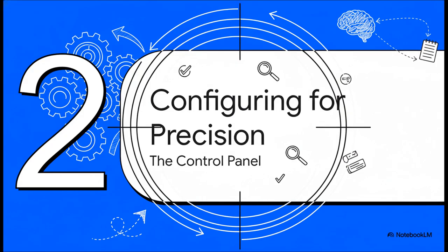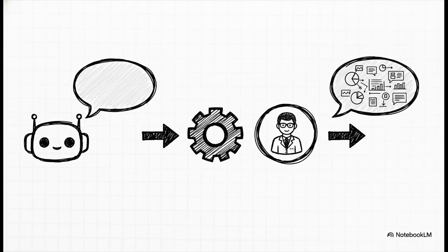All right, so your sources are validated. They're solid. Now we get to step 2, configuring this thing for precision. Think of this as the control panel. And honestly, it's a part of the tool that almost everyone just breezes right past. So up in the top right corner, you'll see the settings. Go ahead and click that.